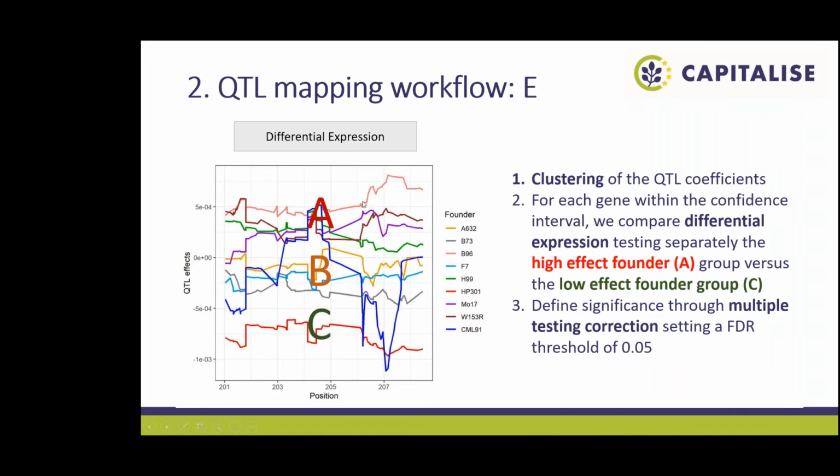What we can do is cluster these coefficients at the QTL, and we grab the gene models within the QTL, and we can compare differential expression by testing, for example, the high effect founder group against the low effect founder group. We can define significance and test if there is any differentially expressed gene within the QTL. That would be a good indication to understand if we can find a good candidate following this way.